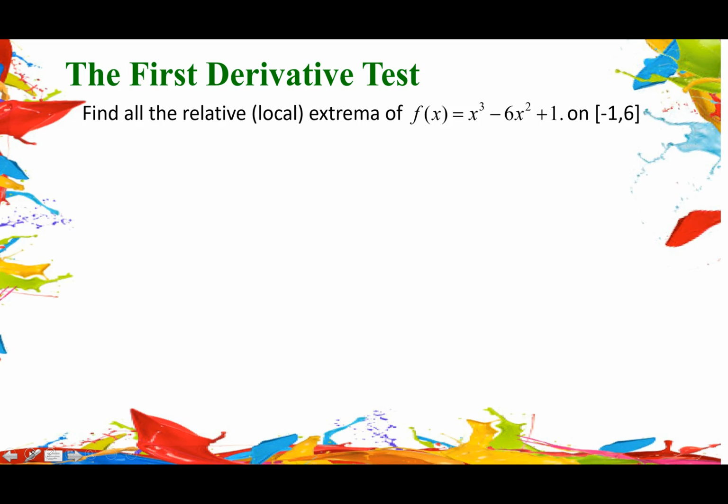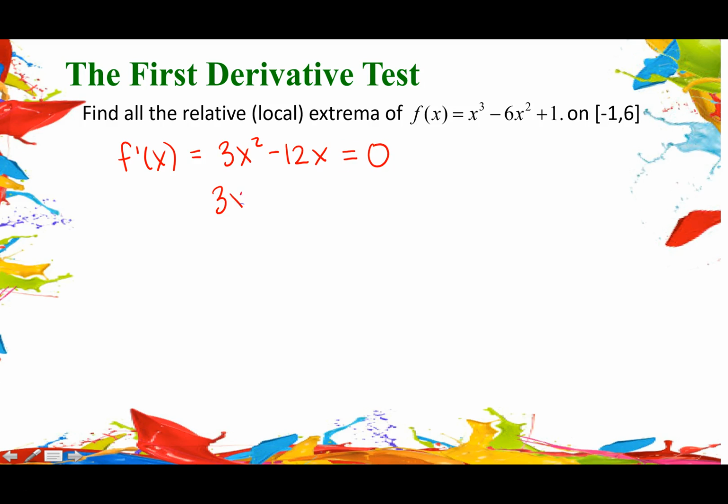Okay, we're going to do a full problem here. So find all the relative local extrema of f of x equals x cubed minus 6x squared plus 1 on minus 1 comma 6. So this is our domain, right? We're only going from an x value of minus 1 to an x value of 6. Okay, so first thing we're going to do is take the derivative. So we've got f prime of x equals 3x squared minus 12x. That's it. Is there any place where that is undefined? No. But is there a place where we could set that equal to 0 and solve? Well, sure. So let's set that equal to 0.